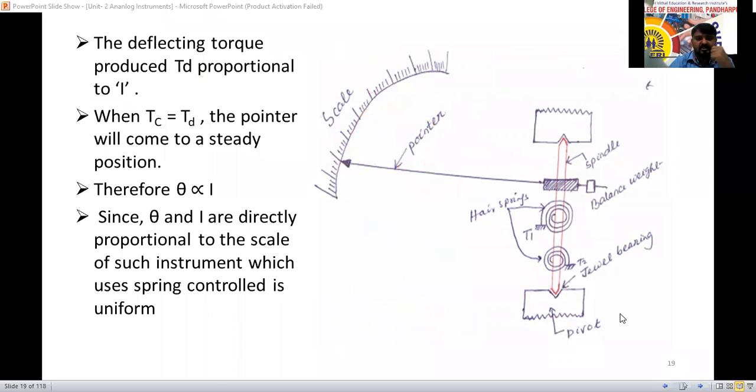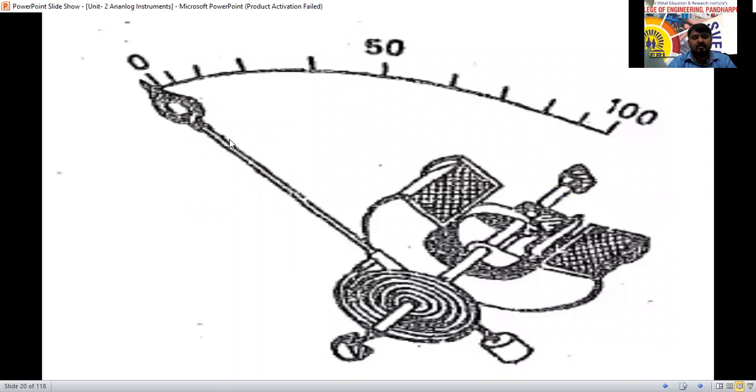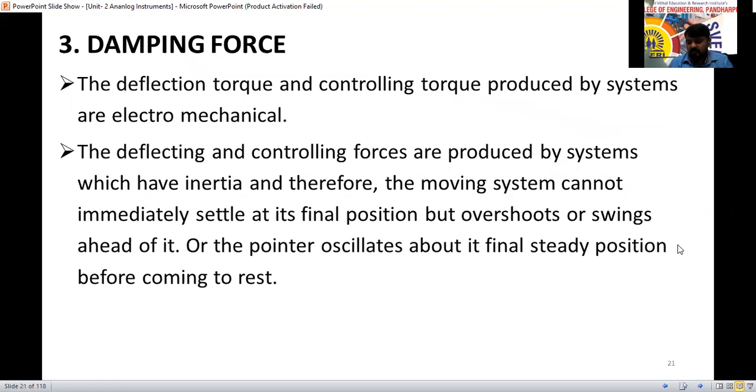Next one, see here, the same thing only. Here the pointer is at 0. Here are the coils and all the things, and this is the spindle. Whatever this part is, it is the spindle. Here the spring is connected. Whenever the pointer moves, the spring is going to reduce its size, slowly shrinking over there. After removing the supply, it will go back to the original position. That is one diagram we have taken here. This is one method. The spring control we can use in almost all places where we use spring control.